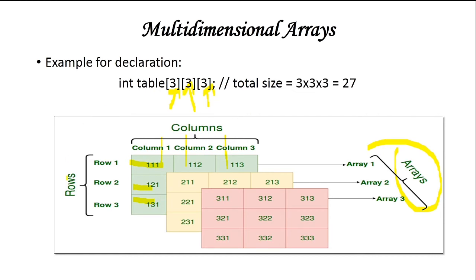So what is the actual size of this multi-dimensional array? We can calculate the size by multiplying these 3 things: 3 into 3 into 3. A total of 27 elements you can include in the multi-dimensional array.